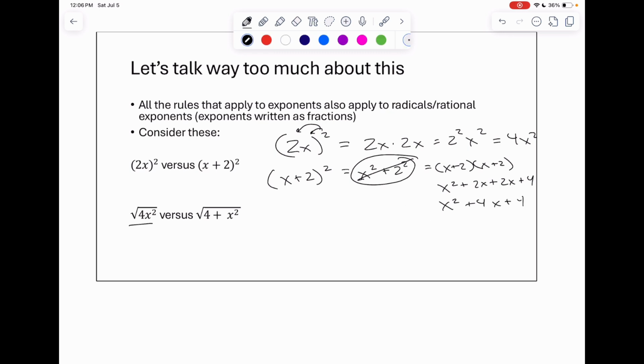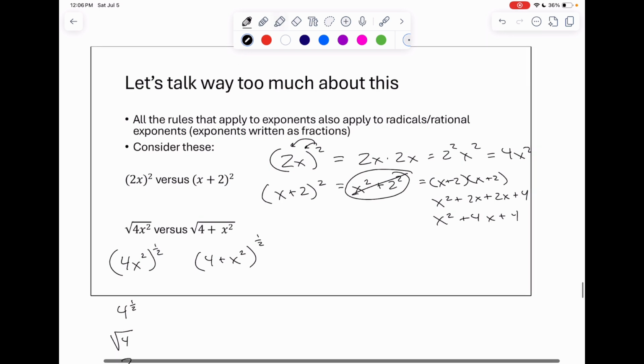Remember, these guys are just fractional exponents. So that's 4x squared to the 1/2, and that's the same as 4 plus x squared to the 1/2. Again, this exponent is being given to monomials. We can give it to both parts. We can take 4 to the 1/2, which you can punch into your calculator, or think about as the square root of 4, which is 2.